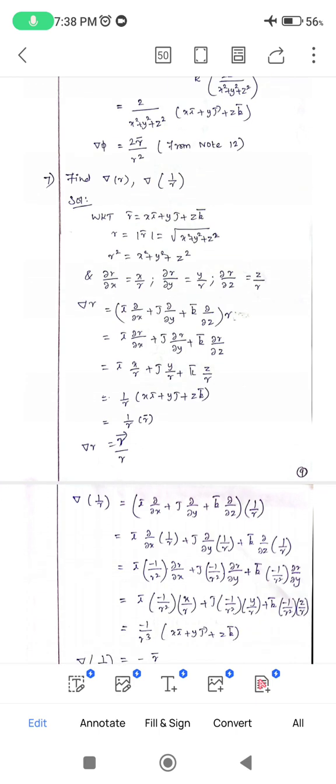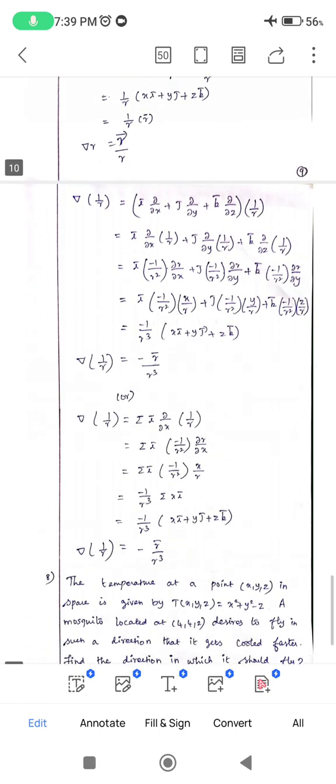So multiplying r inside, we get i into dou r by dou x plus j into dou r by dou y plus k into dou r by dou z. So dou r by dou x value is x by r, dou r by dou y value is y by r, and dou r by dou z value is z by r. Applying here, 1 by r is common, so take it outside. So x i vector plus y j vector plus z k vector can be written as r vector. So r vector divided by r.